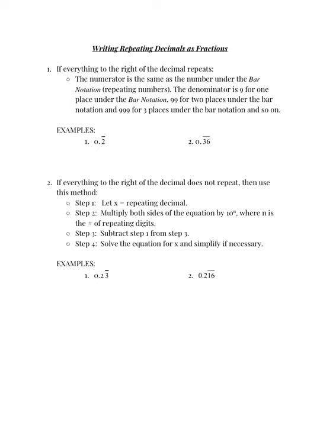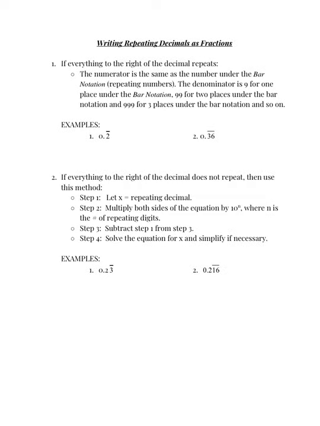So let's look at these two examples. Example number 1 has 0.2 repeating. The number under the bar notation is 2. That's your numerator. The denominator is 9 because one digit repeats. Check and make sure your fraction is in simplest form, and 2/9 is in simplest form. So once you have that, you're finished.